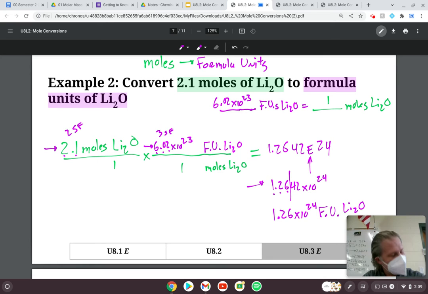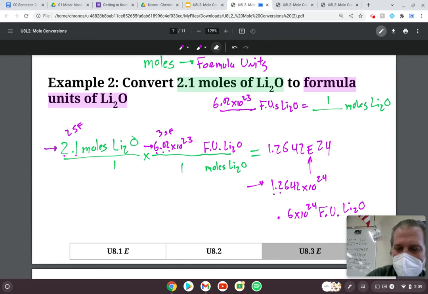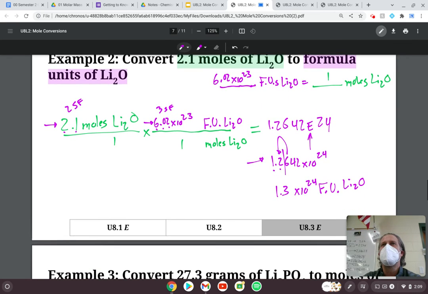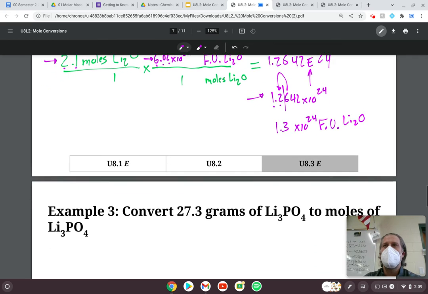Yep, you're right. 3 Sig Figs or 2 Sig Figs. Sorry, I got carried away. You're right. It should be 2 Sig Figs. That 6 does round that 2 up. Now it becomes 1.3. Thank you for catching that. It's been a long day already. Moving on.